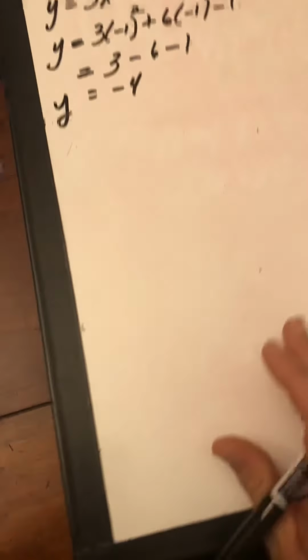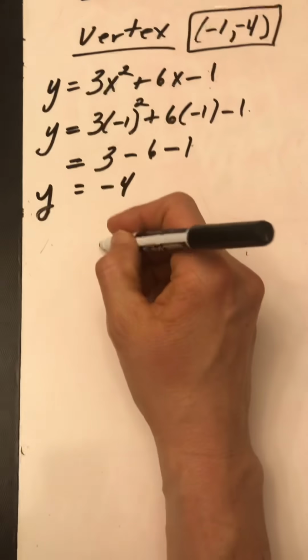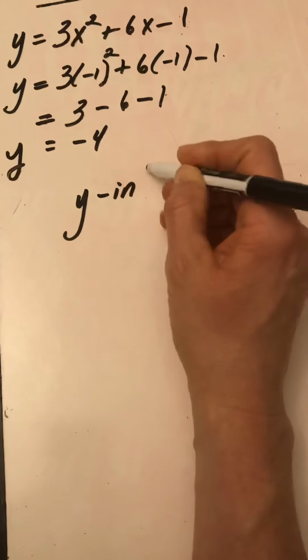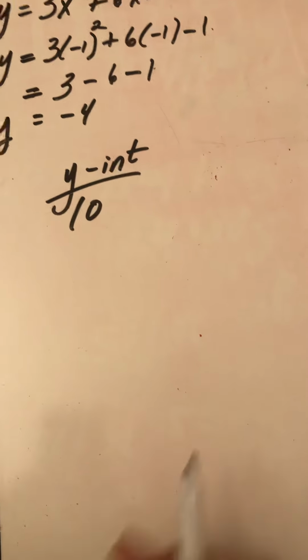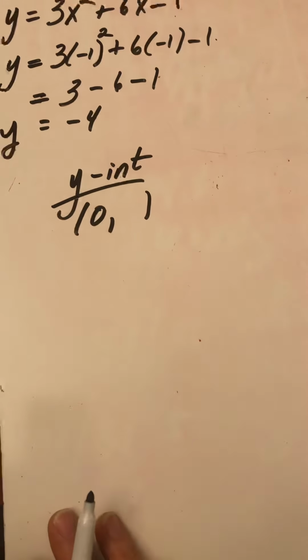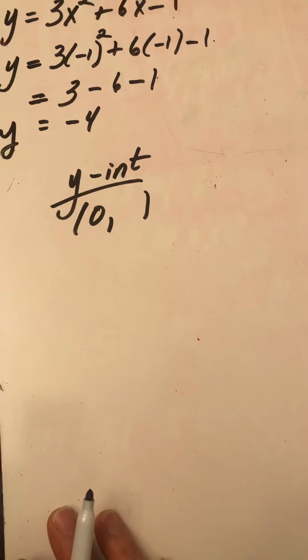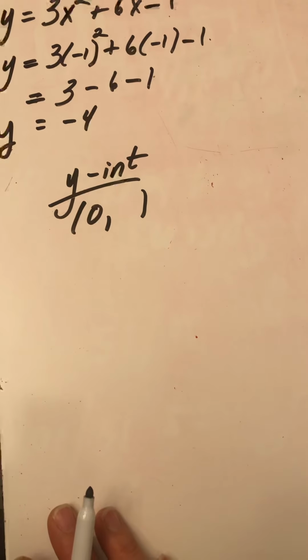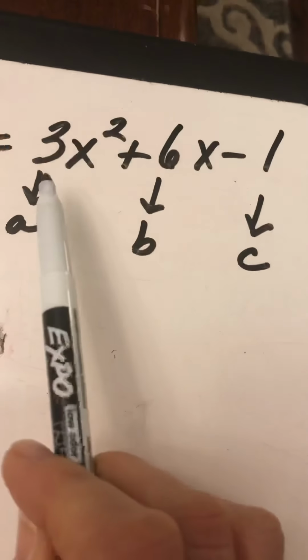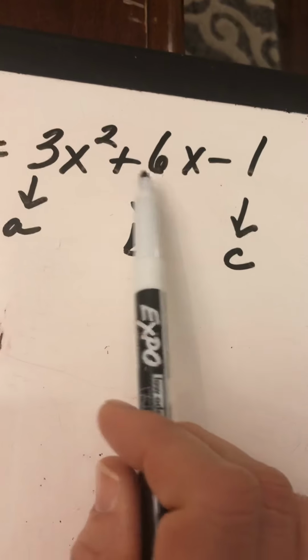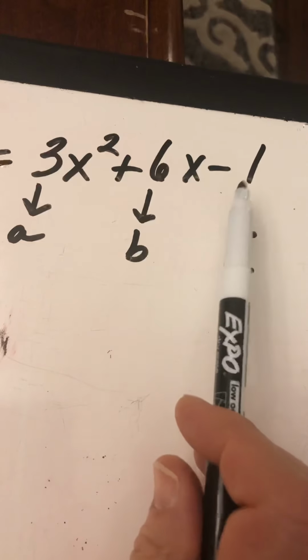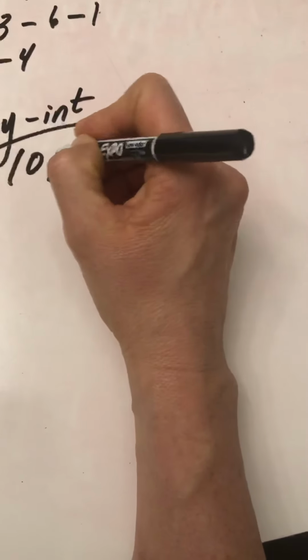Step 3 says to plot the y-intercept. If you remember how to find a y-intercept from our last section, all you do is put 0 in for all your x's, and then it turns out to be just the constant. So let's look at the equation again. If I put a 0 here, this turns to 0. If I put a 0 here for this x, this turns to 0. So the only thing remaining would be this constant right here. So it's at 0, negative 1.